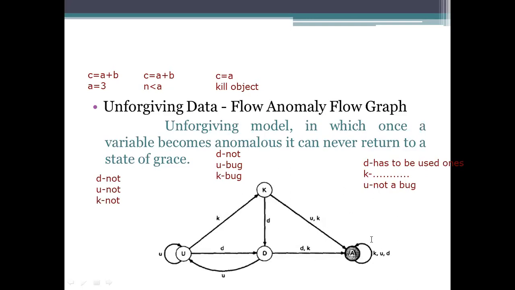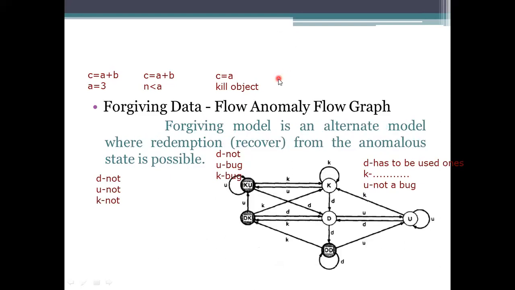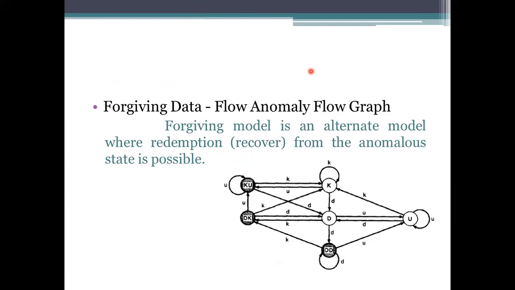Whenever you enter the anomalous state, whatever the transition will be, you will stay in the anomalous state only. To overcome this, we have added several states for processing, and we have designed a new state graph which is called the forgiving data flow anomaly graph. Here we can recover from each and every one. Apart from creating one anomalous state, three such anomalous states have been created, and we provide recovery from this.